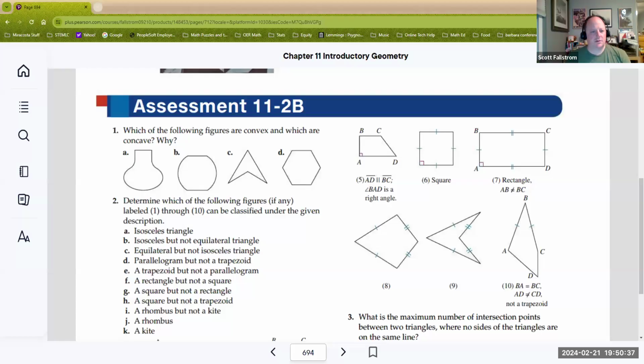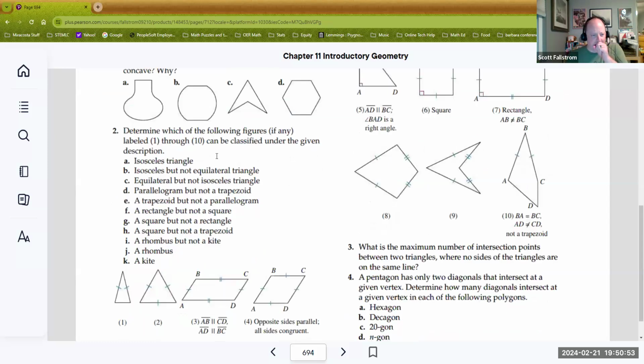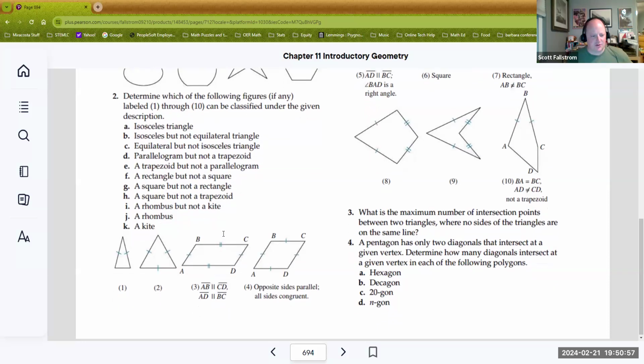Hello, students. Getting into 11.2, I had a few questions come in, so let's take a look at those. Question 2, and it says part K. So let's take a look at question 2, part K. Determine which of the following figures labeled can be classified under a given description. Okay, a kite.